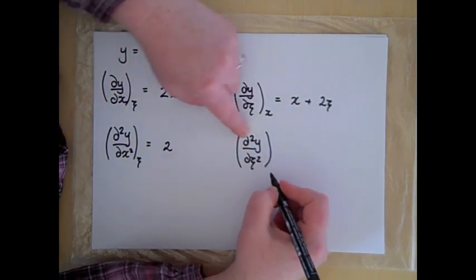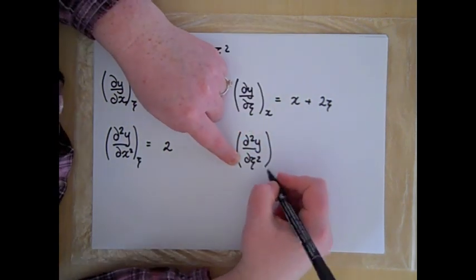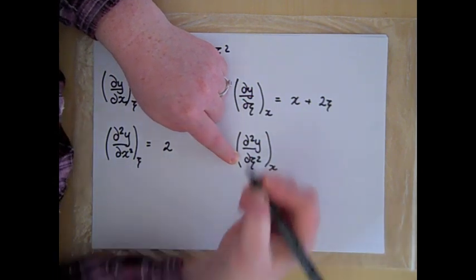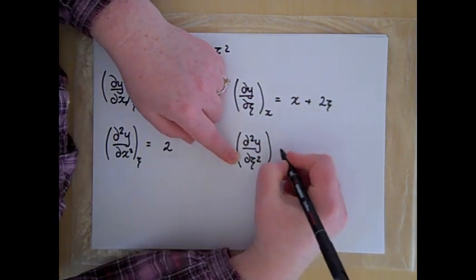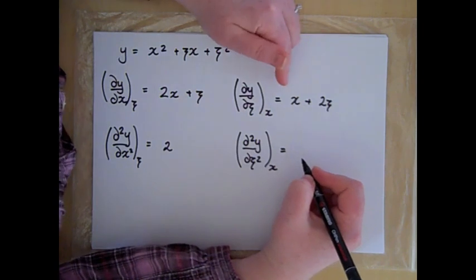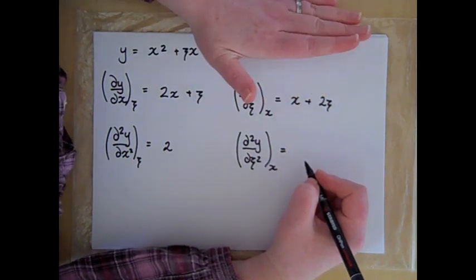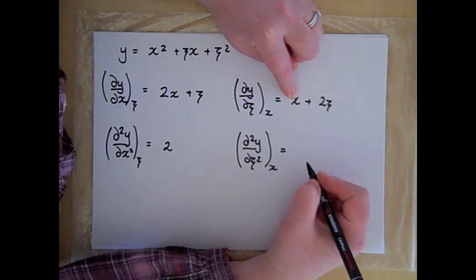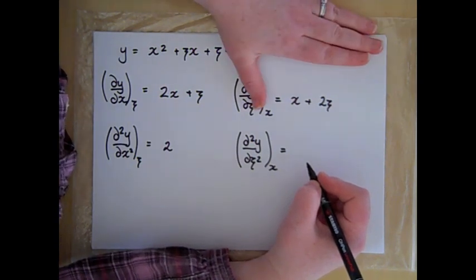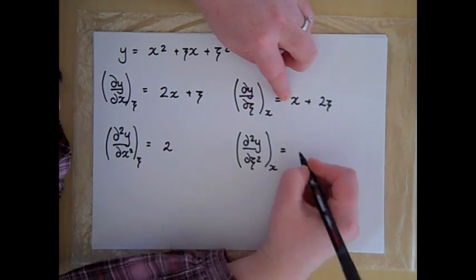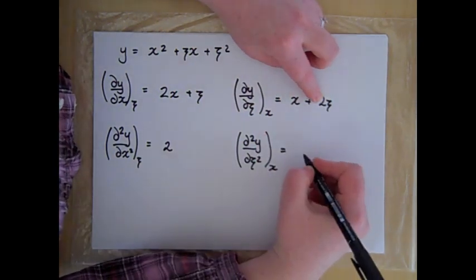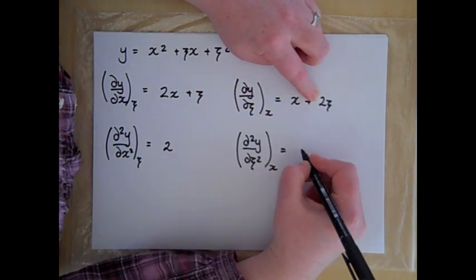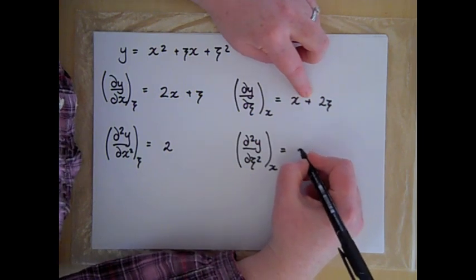I can do the same thing here and find the double differential of y with respect to z, which we would write as delta 2y over delta z squared, subscript x, at constant value of x. Anywhere where x is, it's a constant, so if I differentiate it, it just disappears. So x on its own gives a constant whose differential is 0, differentiate 2z, and therefore I end up with just 2.